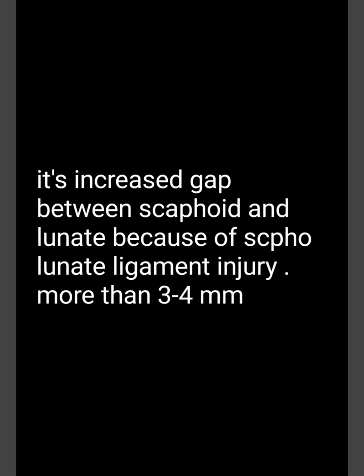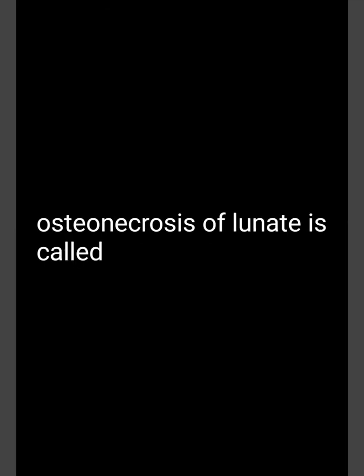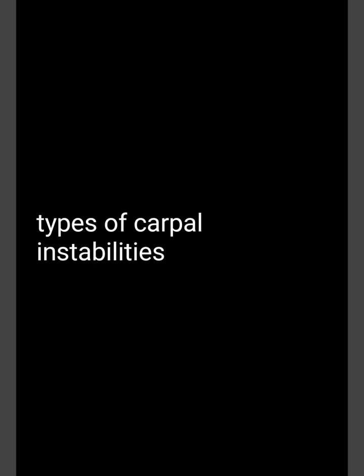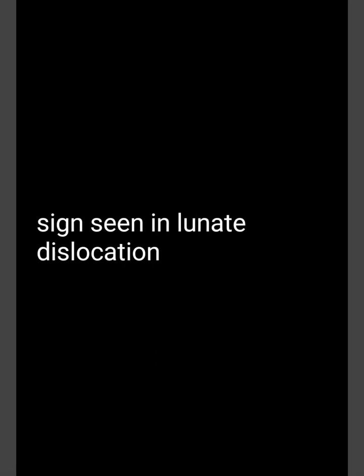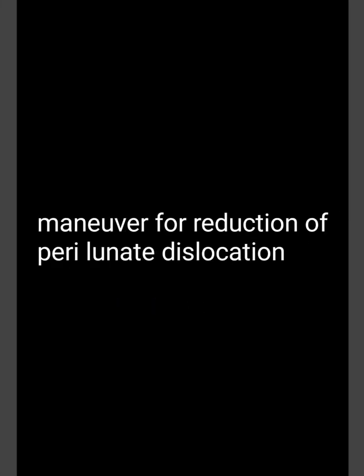What's Terry Thomas sign? It's increased gap between scaphoid and lunate because of scapholunate ligament injury, more than 3 to 4 mm. Osteonecrosis of lunate is called Kienbock disease. Types of carpal instabilities: lunate dislocation, perilunate dislocation MC. Sign seen in lunate dislocation: spilled coffee cup sign. Maneuver for reduction of perilunate dislocation: Tavernier maneuver.